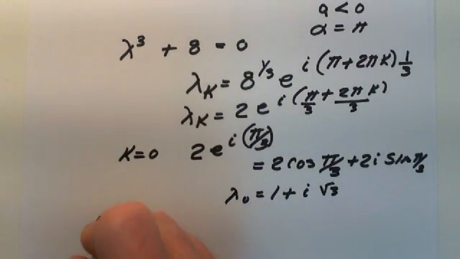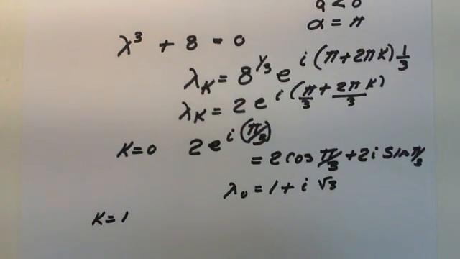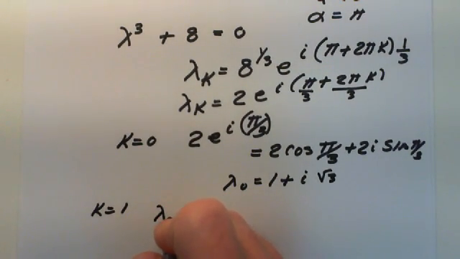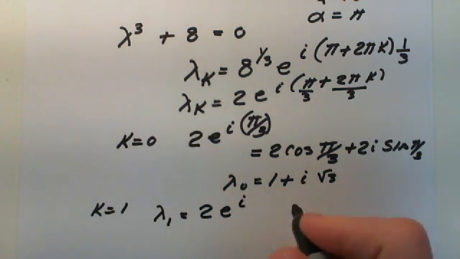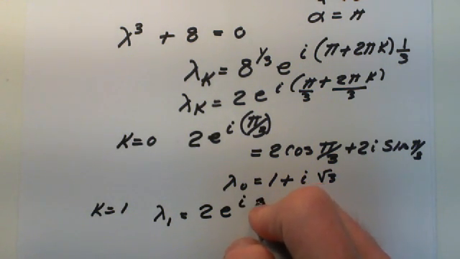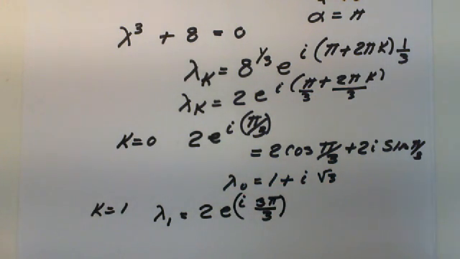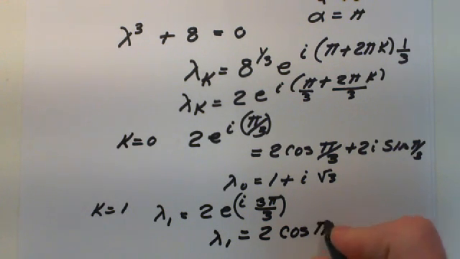Alright, we'll go back to k is equal to 1. When k is equal to 1, then lambda 1 is going to equal 2 times e to the i, and that's going to give me 3 pi over 3. Or just pi, right? Alright, so to write that in terms of our polar form, we'll have lambda 1 is equal to 2 times the cosine of pi plus 2i times the sine of pi.